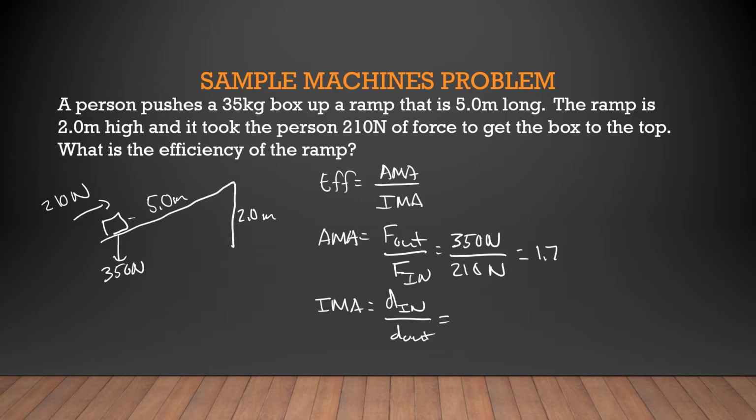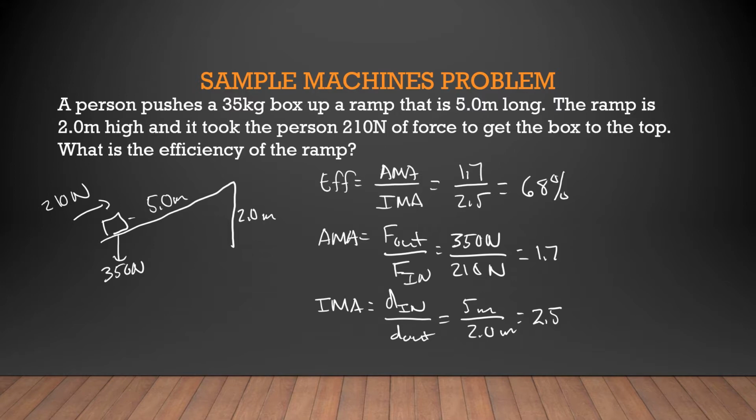So ideally, we are hoping with a distance of 5 and a height of 2 to get a benefit of 2.5. So we only got a benefit of 1.7. We're hoping to get a benefit of 2.5 times the amount of force we put in. So 1.7 divided by 2.5 tells me that my machine was 68% efficient. Again, meaning that 32% of the energy was lost due to friction or some other source.